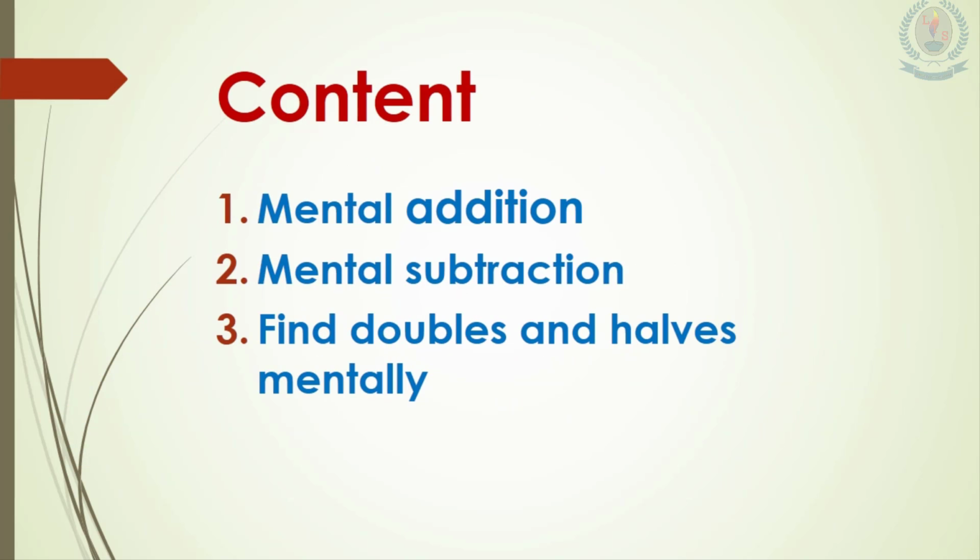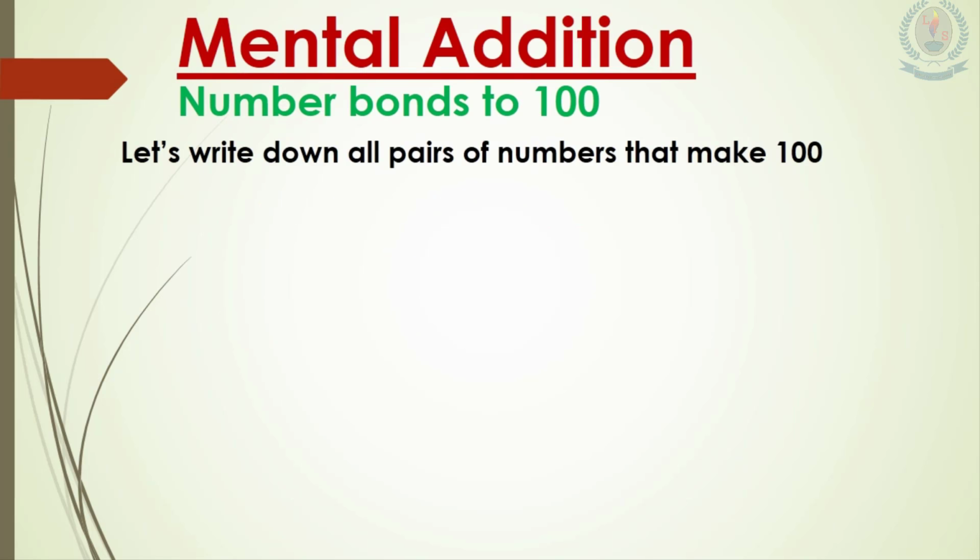Content: mental addition, mental subtraction, find doubles and halves mentally. Mental addition. Number bonds 100. Let's write down all pairs of numbers that make 100. Can you write down all the pairs of numbers that make 100? Let's see, what are they?